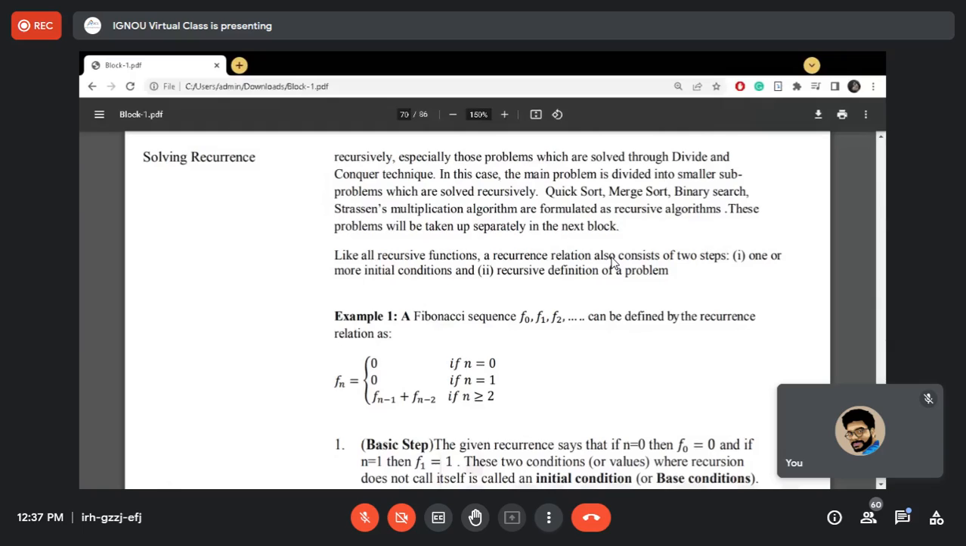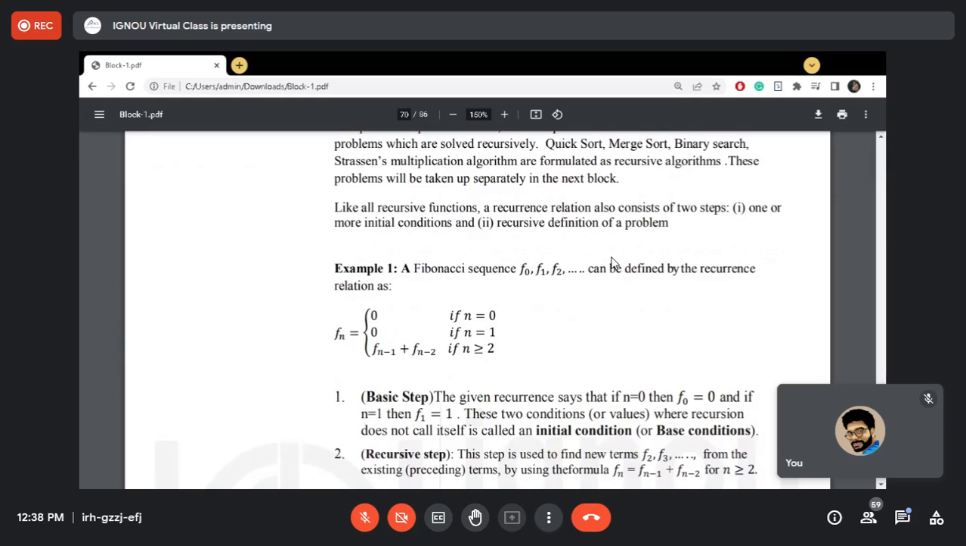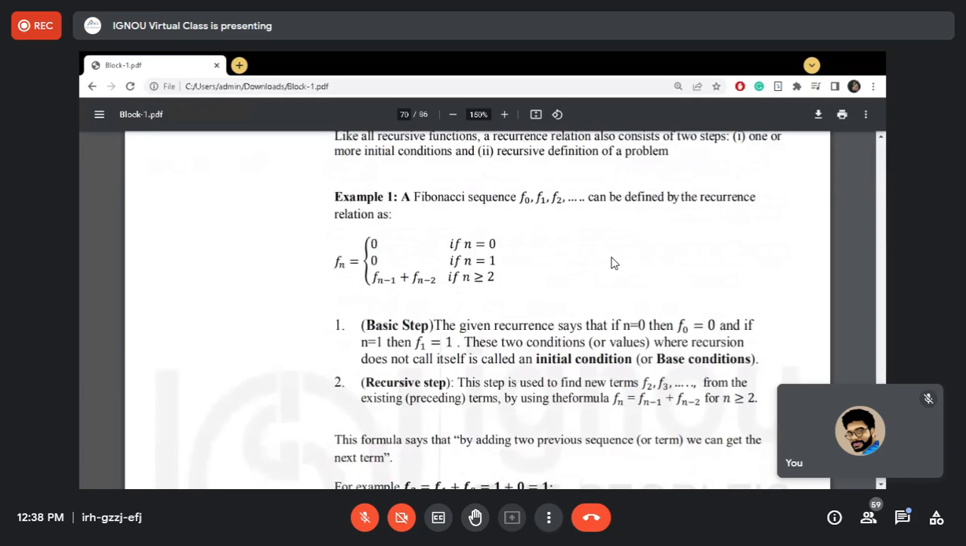When you studied functions, we always used to write a function like this. This is a recurrence relation in computer science. It defines that when n is equal to 0, you get the value 0. When n is equal to 1, you get the value 0. But if n is greater than or equal to 2, you get some function value that depends on your n. Here is the Fibonacci series: f0, f1, f2 and so on.